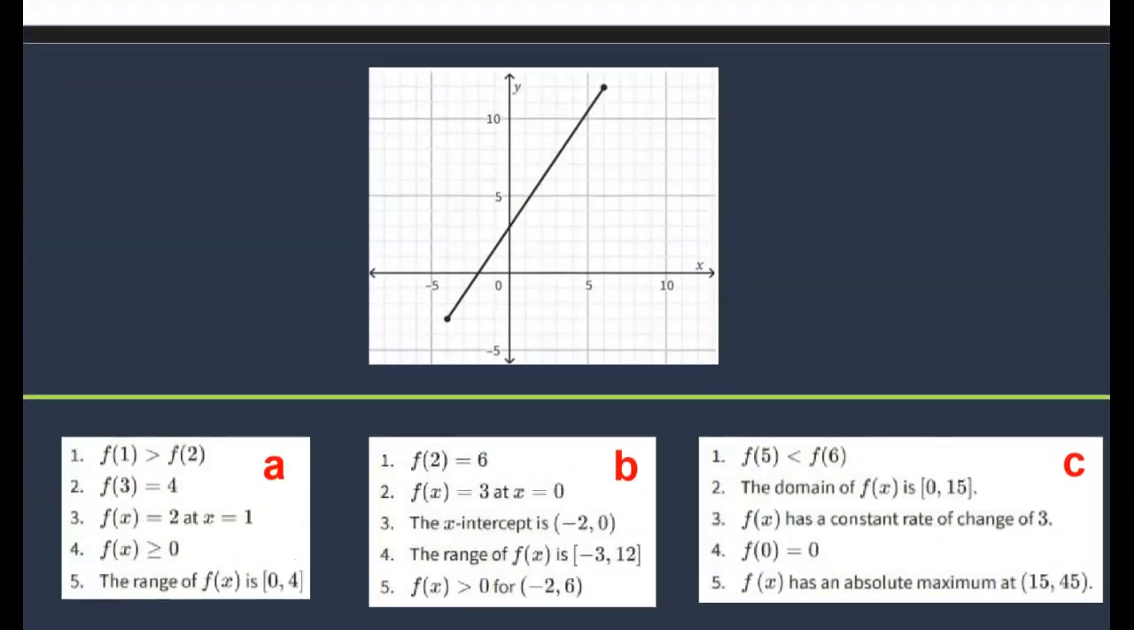So here is the first one we're going to look at together. Here's our function. Looks like it's a graph. It looks linear. It's a straight line. Has a closed dot down here, has a closed dot up here, so we're going to include those endpoints.